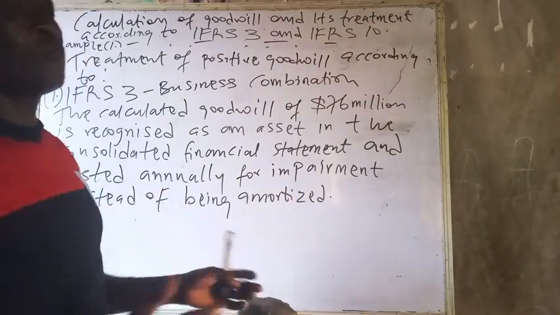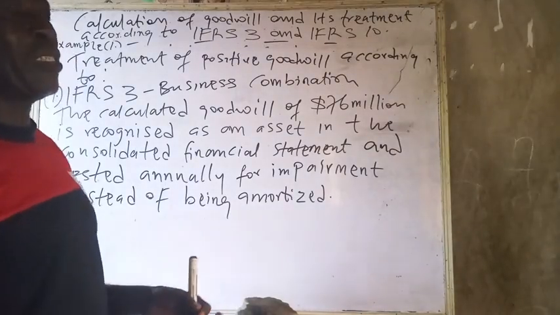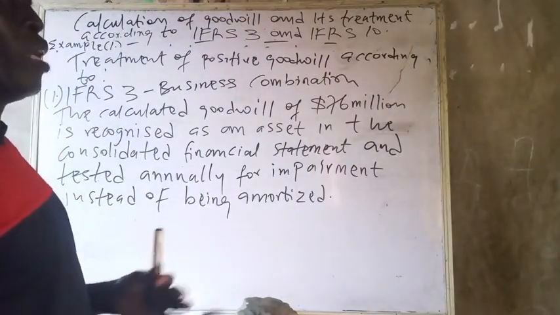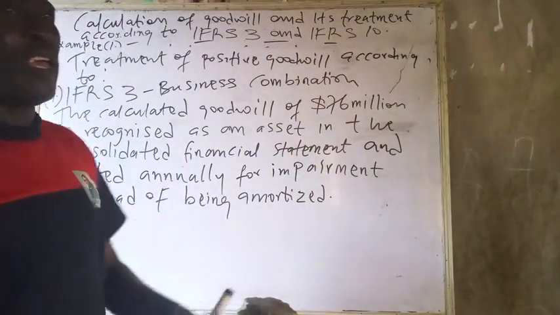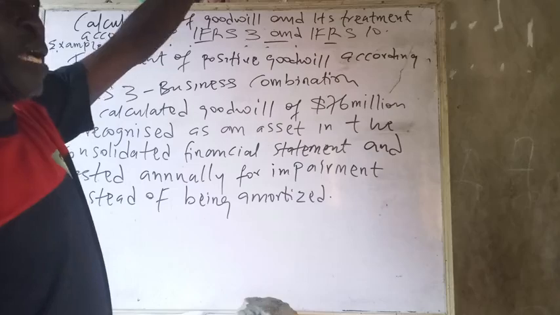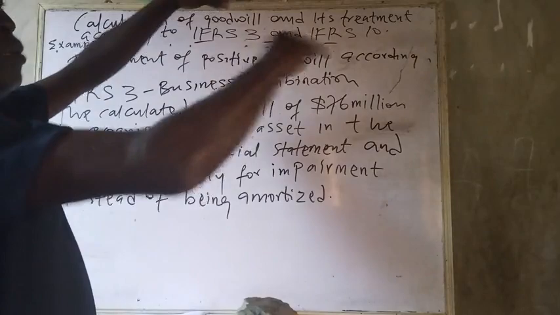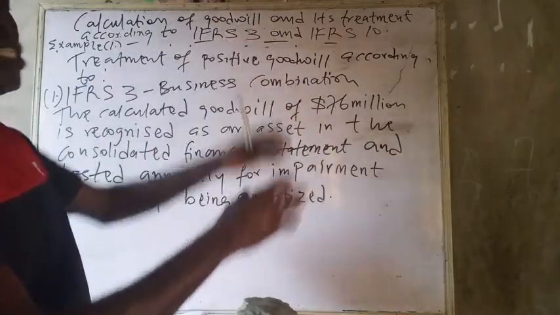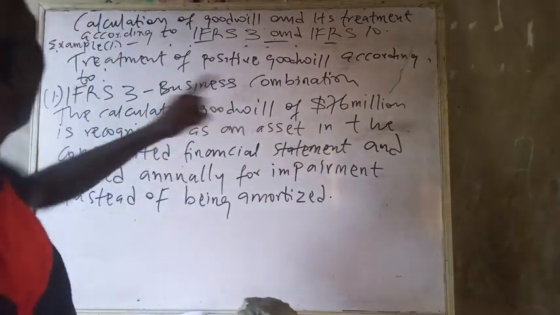Like I told you in our previous video under financial accounting, where we did the balance sheet equation, I told you about the categorization of assets, liability, and capital. Assets has to be at the top part, then followed by equity and followed by liability. So that's categorization. So the goodwill is recognized as an asset in the consolidated financial statement.